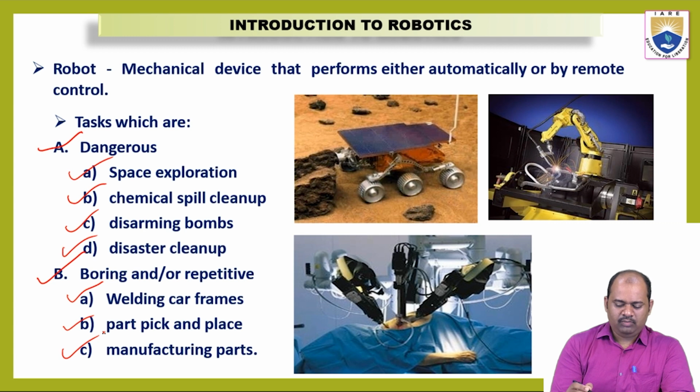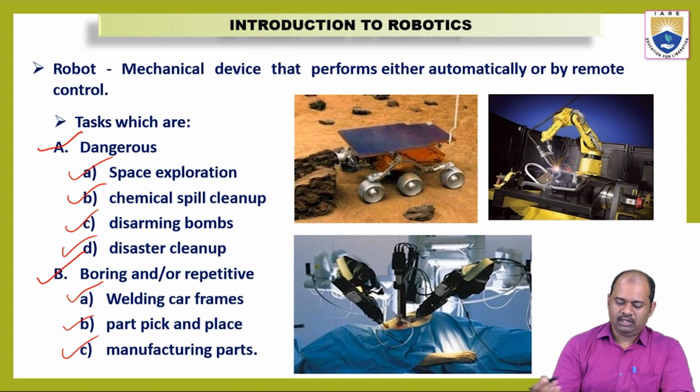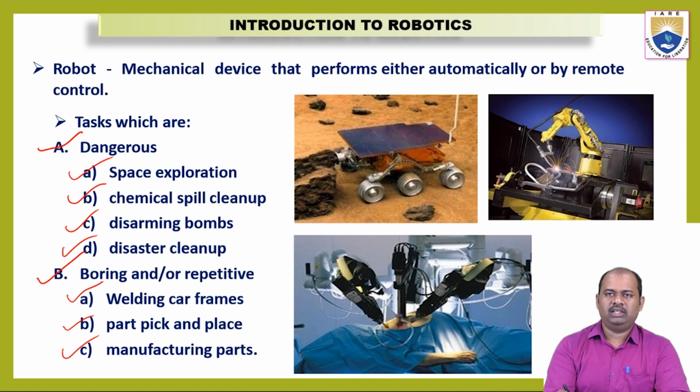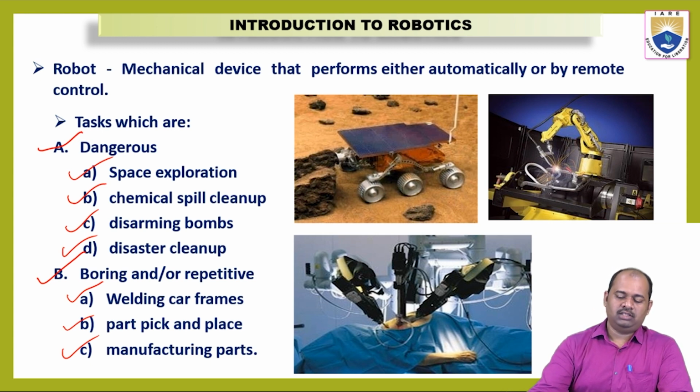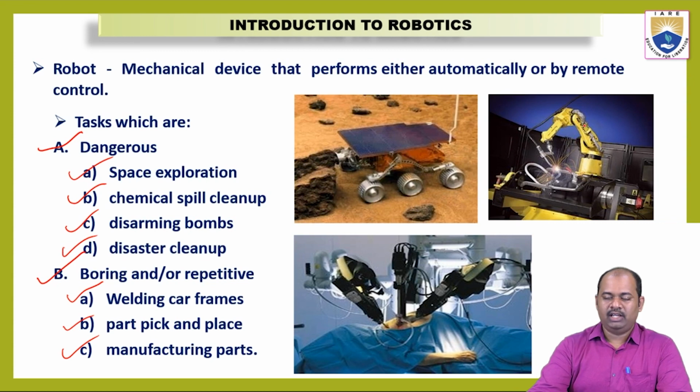And then manufacturing parts. In most of the mechanical related industries, robots are being used for manufacturing car bodies, assembly lines, etc. Here we can see there are three pictures. The first one shows a rover, which is of the size of a big truck, being used for space exploration. It is sent to Mars by NASA. And then the second picture shows a robot doing a welding operation.